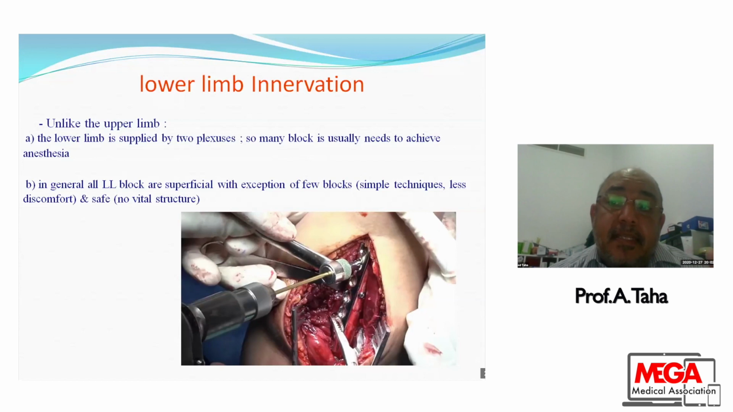Also, most of the nerves in the lower limb are superficial, with the exception of the proximal sciatic block and the lumbar plexus.